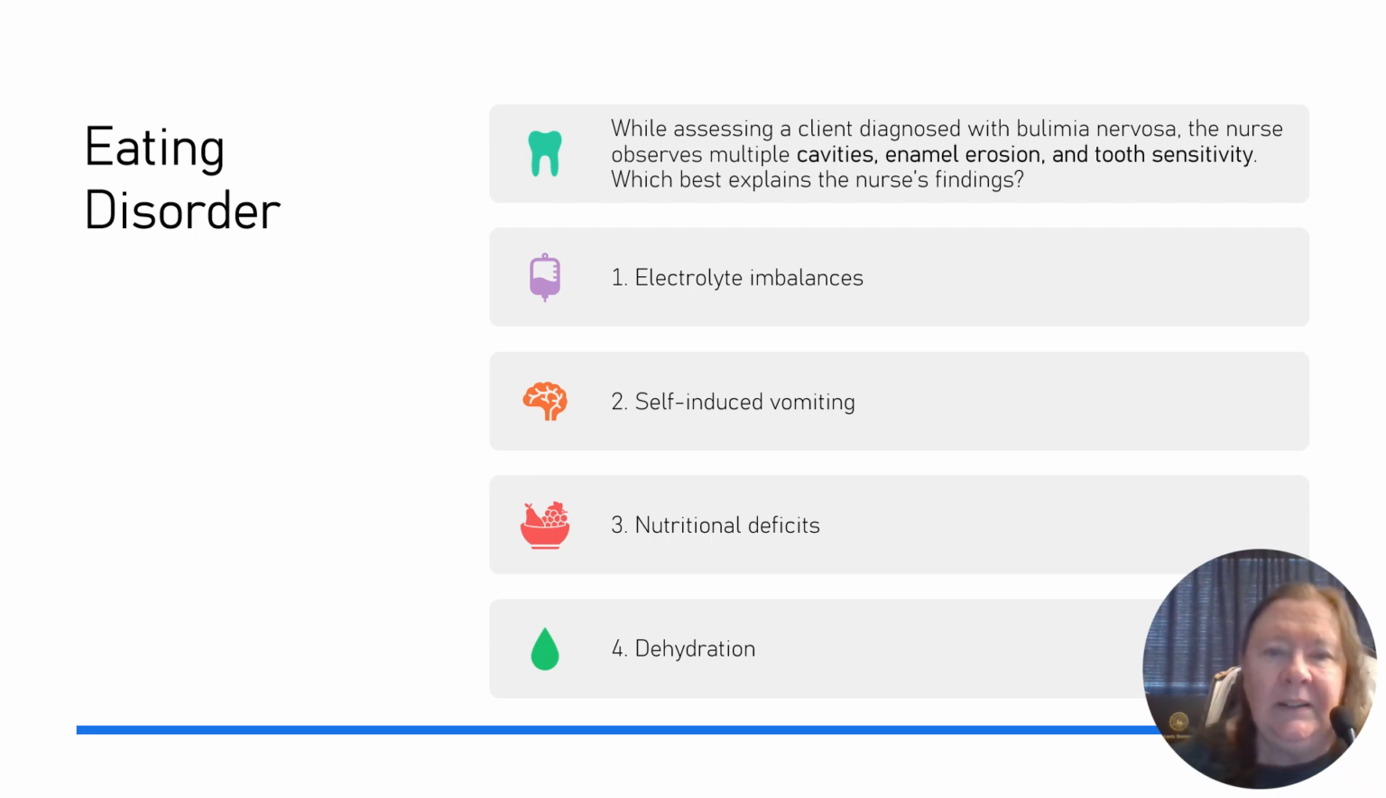All right, so let's go over why the other answers are not correct. Number 1, electrolyte imbalances. That doesn't have anything to do with the cavities, enamel erosion, tooth sensitivity. A patient with bulimia may have electrolyte imbalances because of the loss of the vomitus and the electrolytes in the stomach, but that's not the reason for cavities, enamel erosion, and tooth sensitivity. Number 3 is nutritional deficits. They may have nutritional deficits with bulimia, but again, this is not the reason why they have cavities, enamel erosion, and tooth sensitivity.